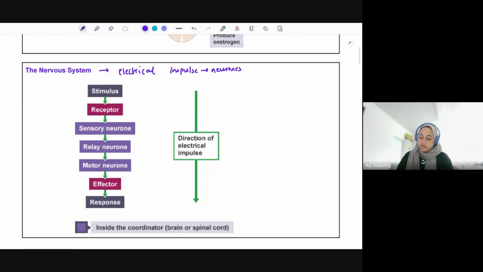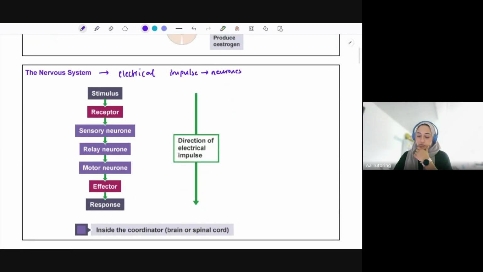Moving over to the nervous system, make sure you know the order. So the stimulus is what you're detecting. So say, for example, you put your hand under hot water. The hot water is the stimulus. The receptor is something that's going to detect the stimulus. So for example, you have receptors in your skin which would detect that hot water, which essentially you want to pull away from. So that's your receptor.